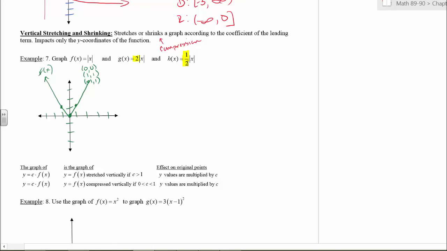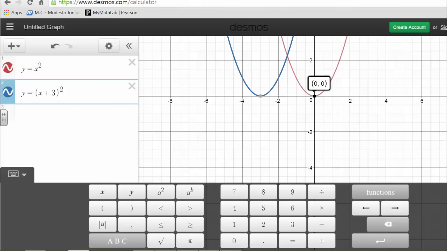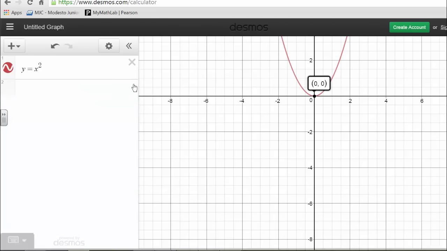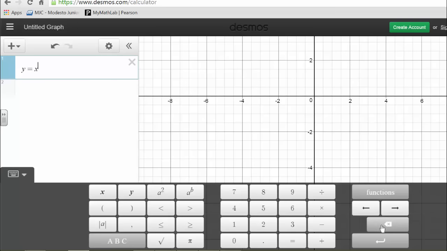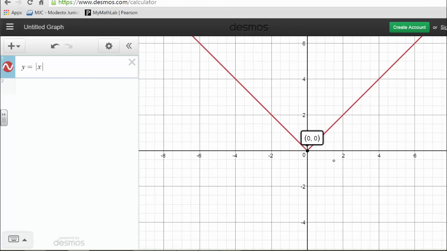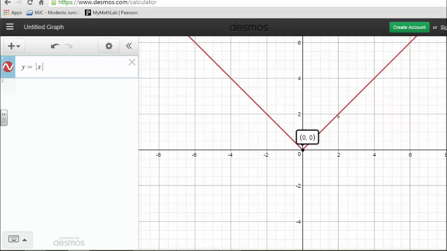So let's go back over to Desmos and kind of explore this idea. So I'm going to get rid of this guy. And let's go back to absolute value because that's what's in our example. And so there's our absolute value graph. You can kind of see that. It's centered at 0, 0. Here's 1, 1.